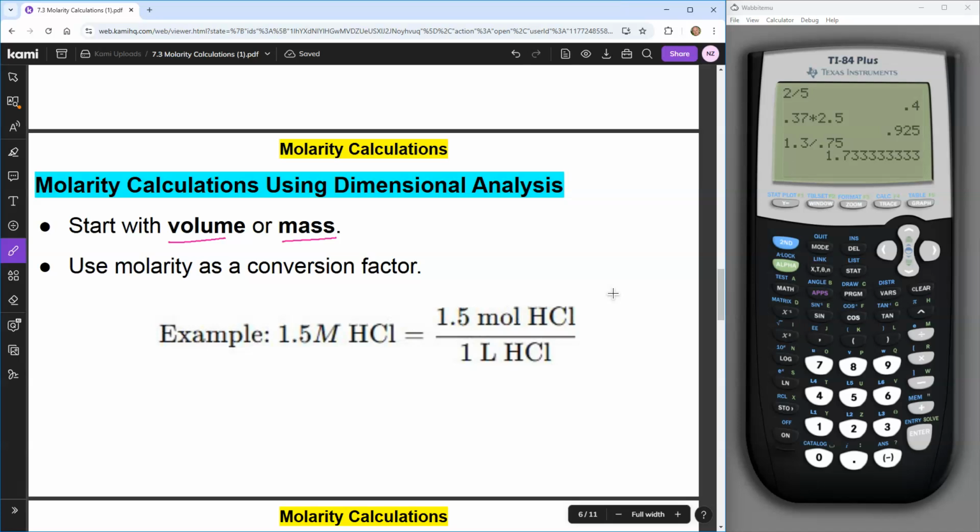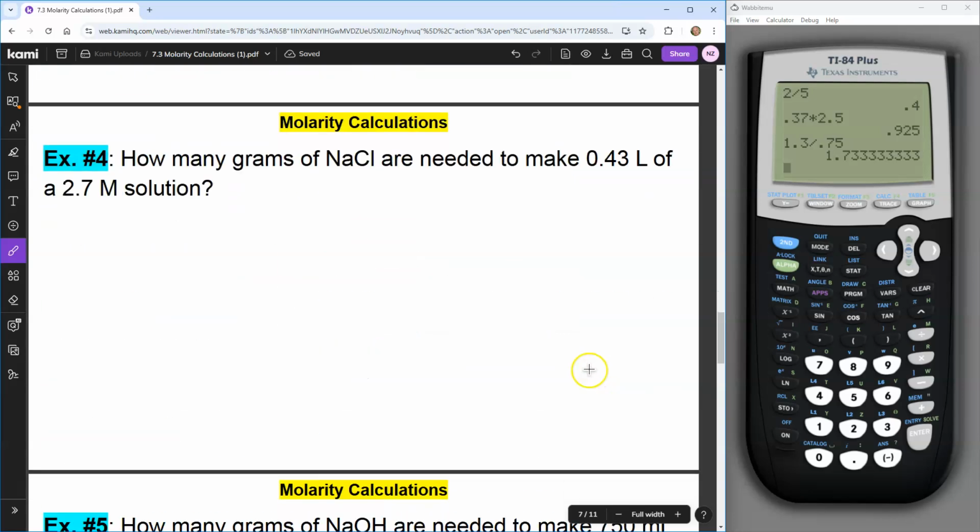Okay, so if I have something that is 1.5 molar, I can rewrite that as 1.5 moles over 1 liter. So anytime you have molarity and you need to convert, you want to just rewrite it as moles over liters. So it'll always be whatever the number is. In this case, it's 1.5. It'll be that many moles over 1 liter. So let's look at an example.